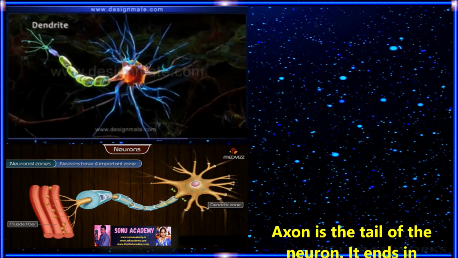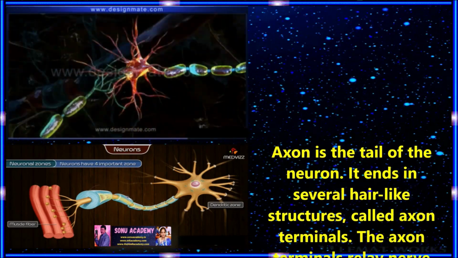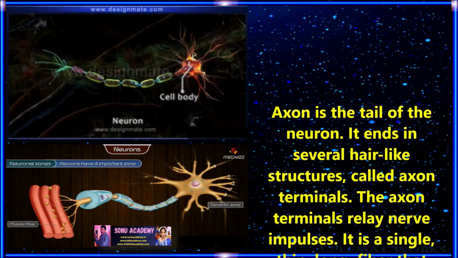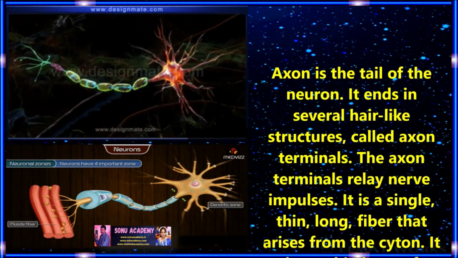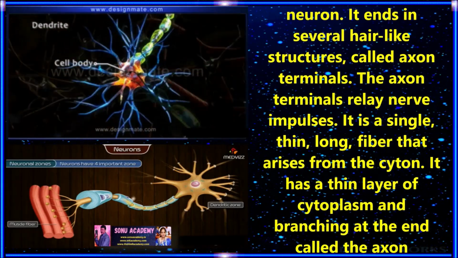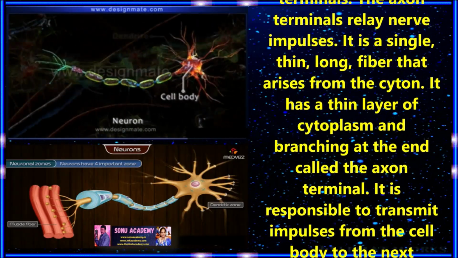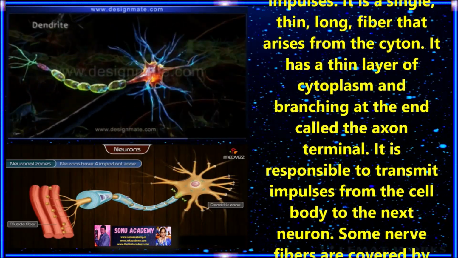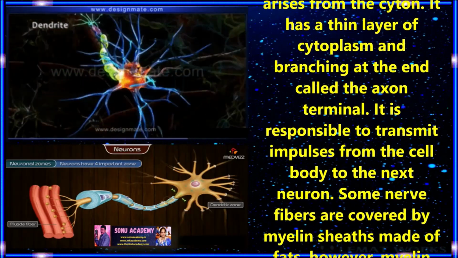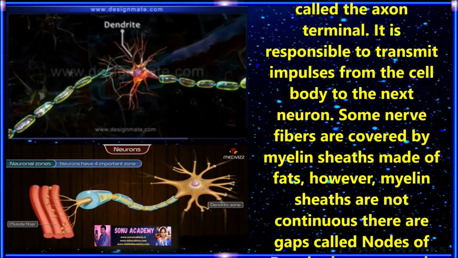Children, now let us discuss the axon. This is the tail of the neuron. It ends in several hair-like structures called axon terminals. The axon terminals relay nerve impulses. It is a single thin long fiber that arises from the cyton. It has a thin layer of cytoplasm and is branched at the end, called the axon terminal. It is responsible for transmitting impulses from the cell body to the next neuron.